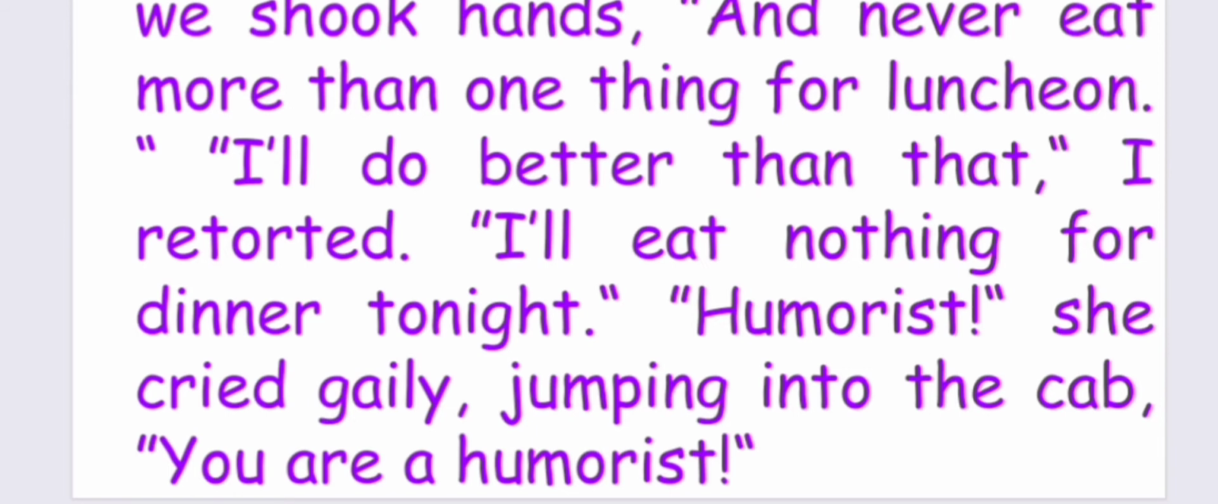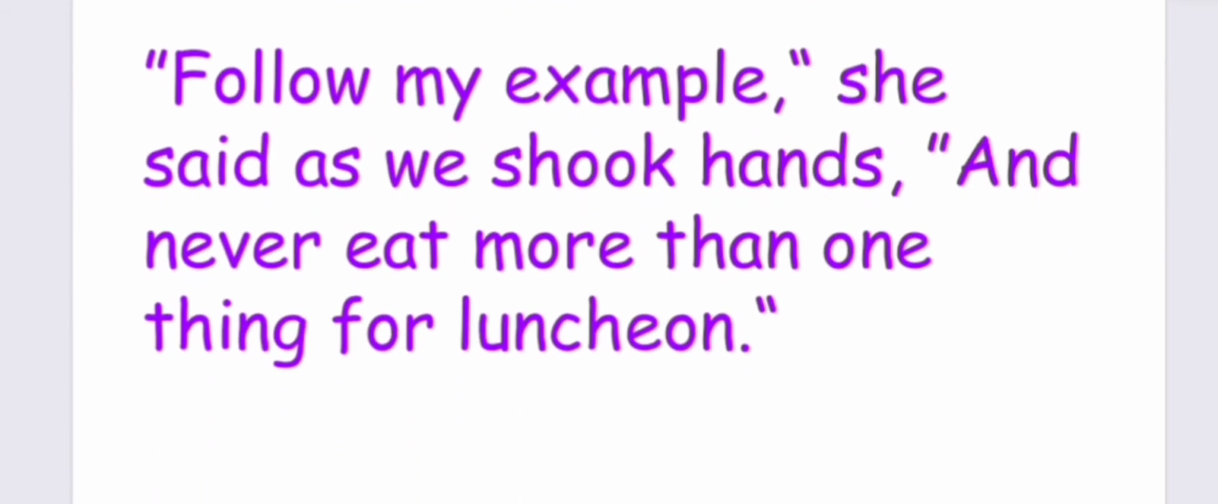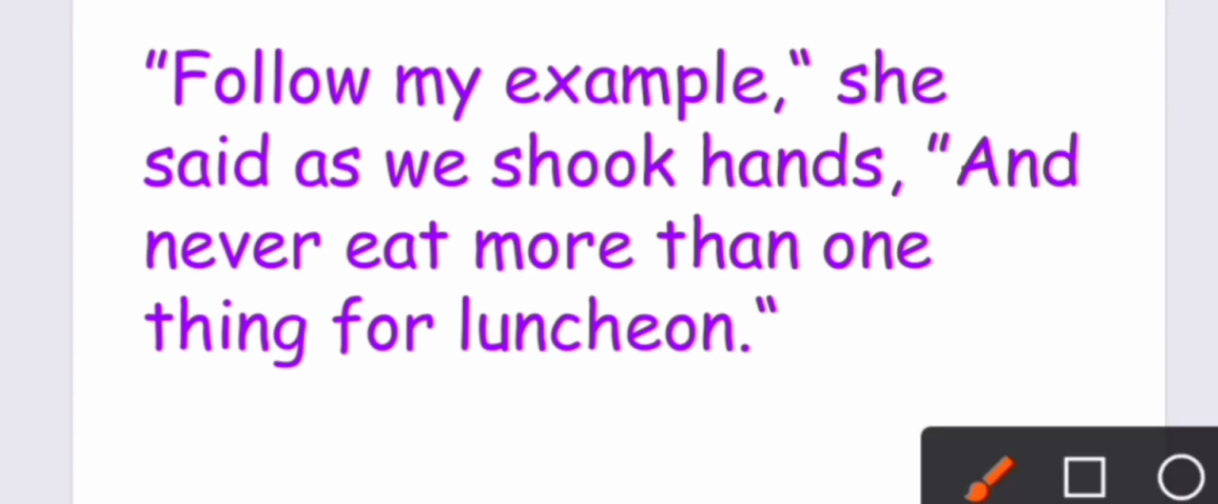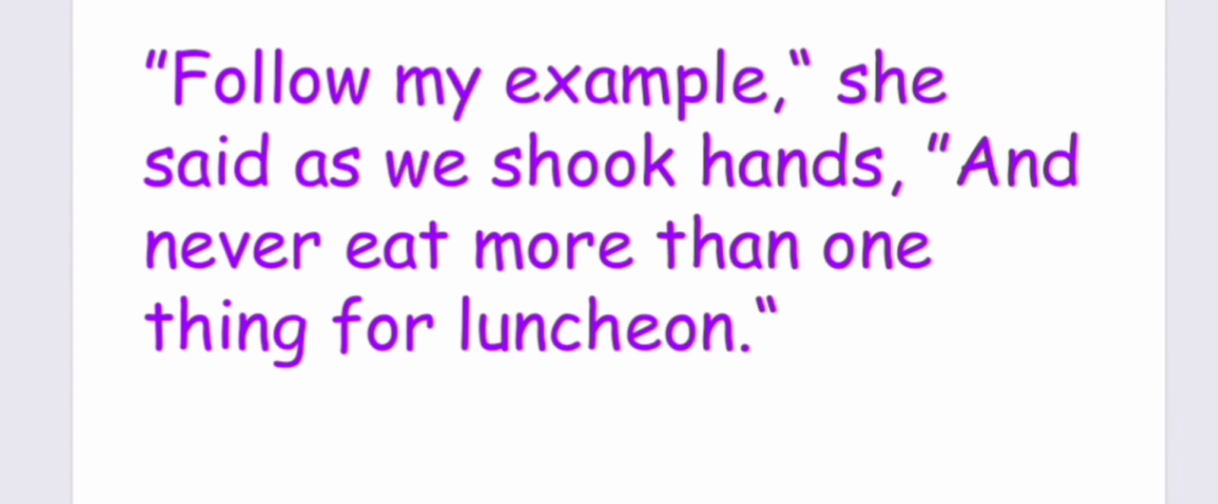Okay, learners, if we try to solve this passage narration sentence by sentence, then it will be easier for us to understand. You can see the first sentence said by the lady guest: follow my example, she said as we shook hands. That is, when we were shaking hands for farewell, to say goodbye, she advised, follow my example and never eat more than one thing for luncheon. As it is an imperative sentence, it starts with a verb, follow. So according to the rules of imperative sentences, we will try to solve this.